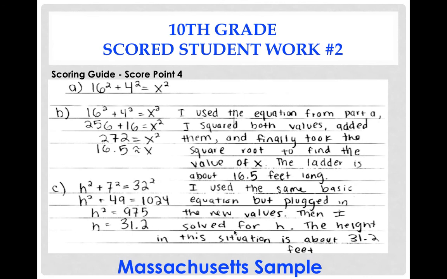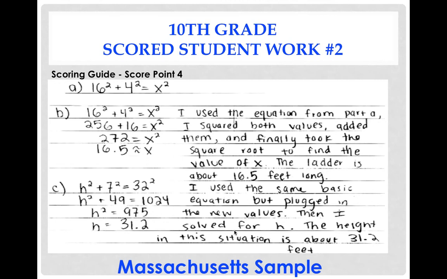All right, student number 2 scored 4 points as well. May not be as lengthy as far as the explanation, but they were able to show their work. They have 16 squared plus 4 squared equals x squared as their equation. For part B, they have 16 squared plus 4 squared equals x squared, and they went on to solve for x and came out with approximately 16.5 as well.